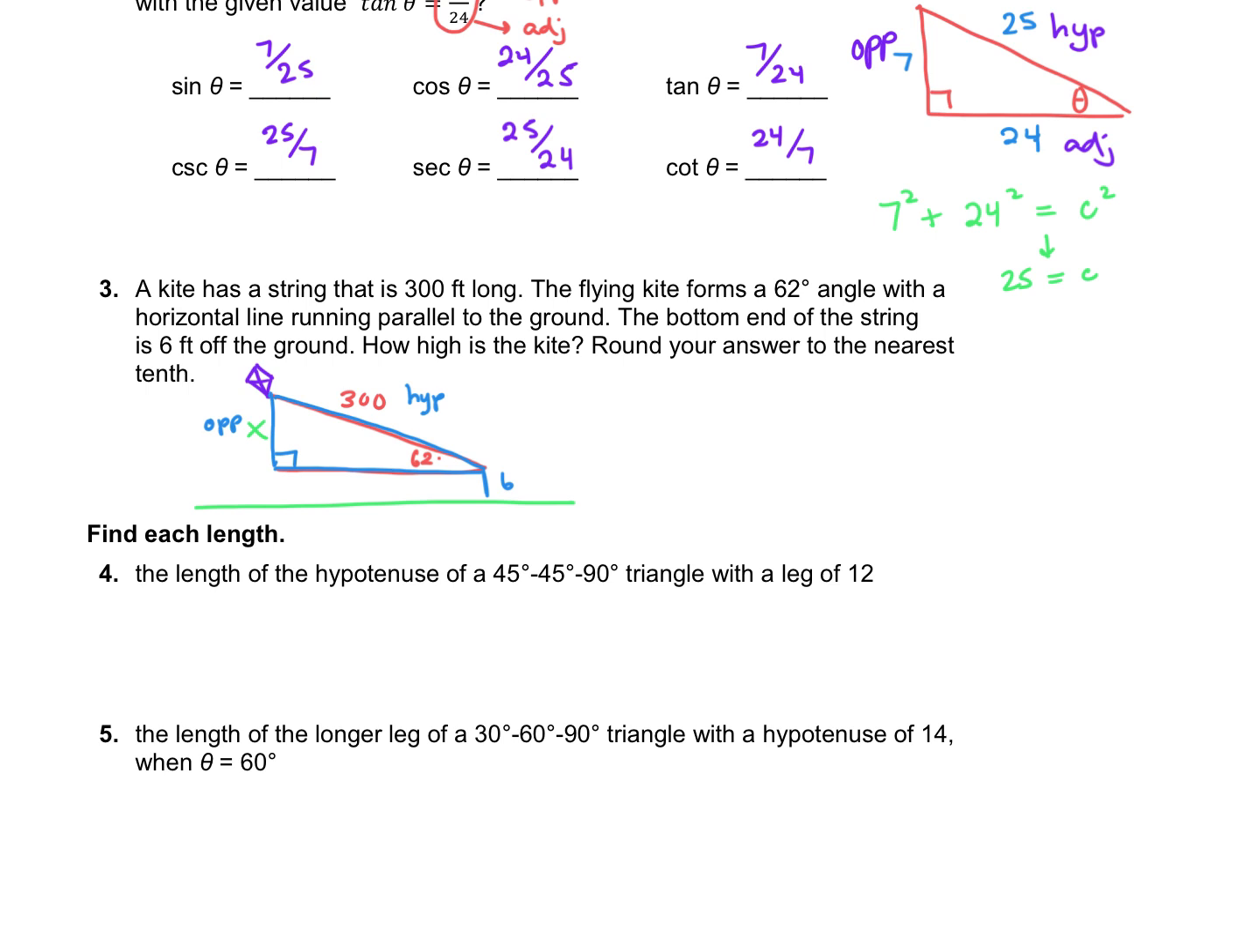SOHCAHTOA: the sine function is equal to the opposite over the hypotenuse. So the trig equation that we write is sine of our angle, so sine of 62. That's a number that has a value. We could type that into our calculator to see what the value is. We're going to set that equal to the trig ratio, the opposite over the hypotenuse. So the opposite is x, the hypotenuse is 300.